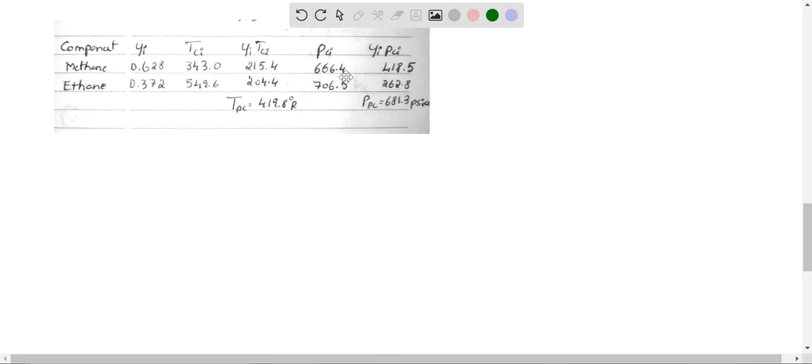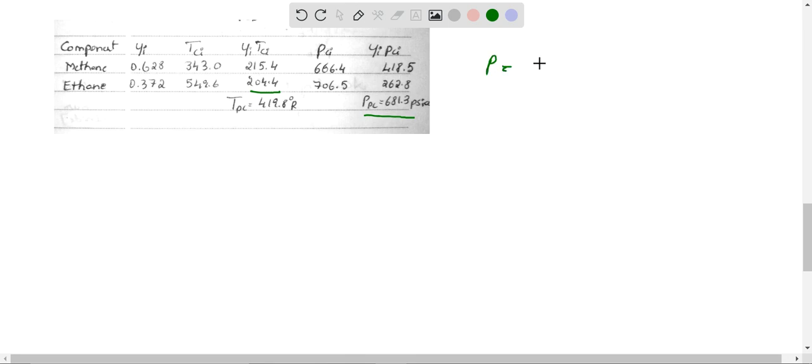Here we have a table. So from the mole fraction we can say that TPC we have 419.8 degrees and pressure PPC we have 681.3 psi. Since pressure is needed to calculate Z and Z is needed to calculate pressure, we will calculate this by the trial and error method.